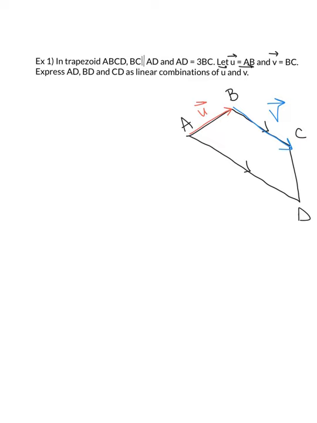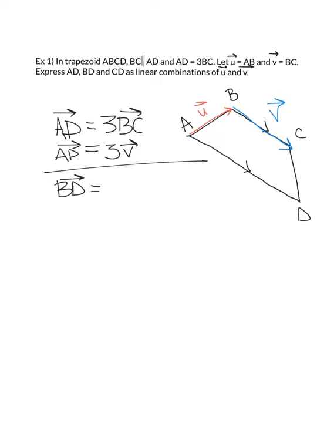I'm going to start out with the easiest one first. So we're going to do AD right now. So vector AD, we know in the question it told us that it's 3 times BC. Now if I look at my diagram or in the question, we know that BC we called vector v. So AD is equal to 3v. And we are done.